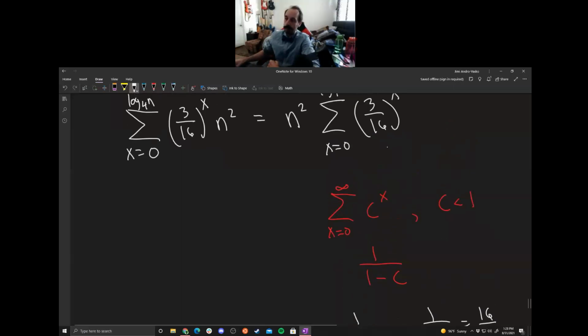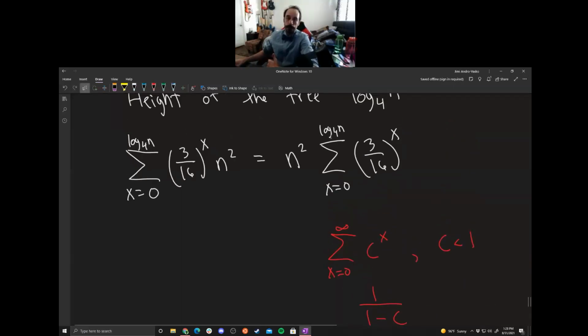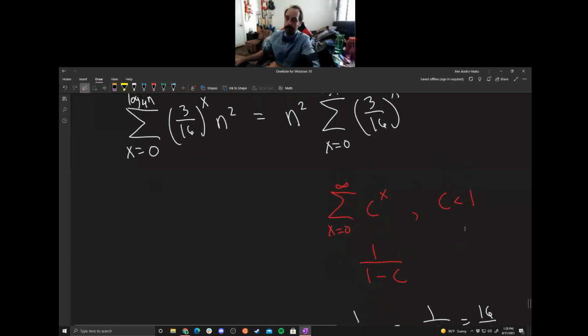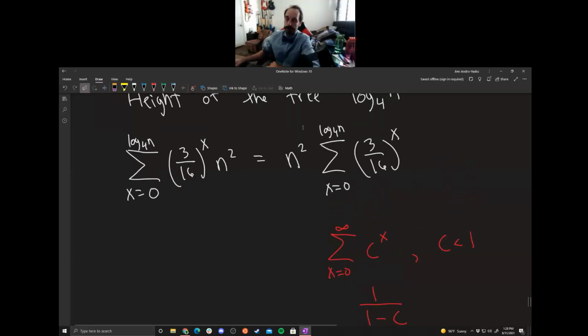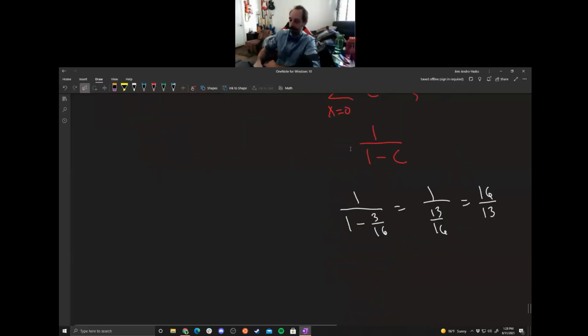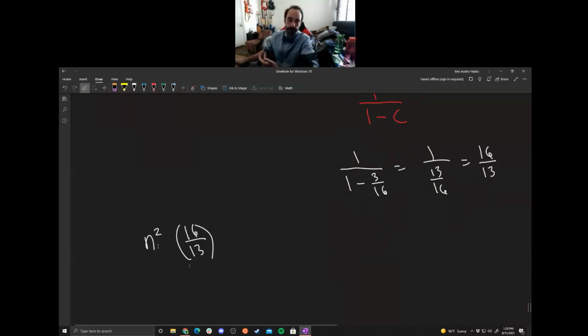We're not going to infinity but to log 4 of n, but no matter how big this gets, this summation can never get larger than 16 over 13. So we can set this to infinity and plug that number in, because we know it can never get bigger than 16 over 13. So we have essentially n squared multiplied by 16 over 13. That's a constant in front of the n squared, so we know it's theta of n squared.